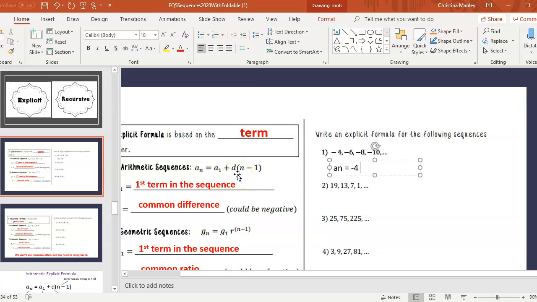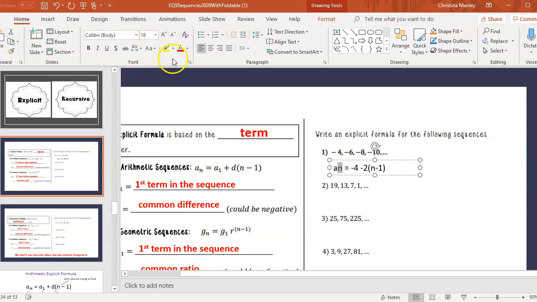I'm not going to put plus D though because it's only plus D if it is a positive difference. If it's a negative difference, it's going to be minus D. And we already said that my common difference is -2. So I'm going to put in minus, oops, and then 2. Then my parentheses, n minus 1. And then I'm just going to leave it like this. That is my answer. Okay.